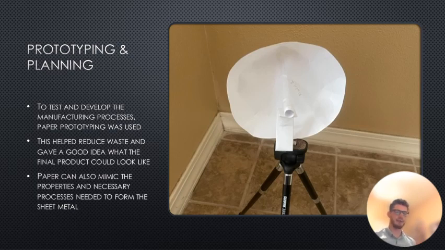As you can see here in this image, this is a paper model that I made. The reason why I used paper was because sheet metal comes in sheets like paper, and the processes required to bend and shape such a material are similar, although not the same. And as you can see, it's mounted on the camera frame like the final product.